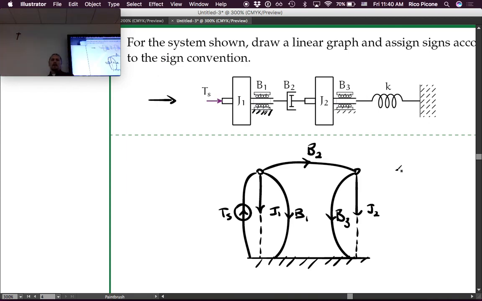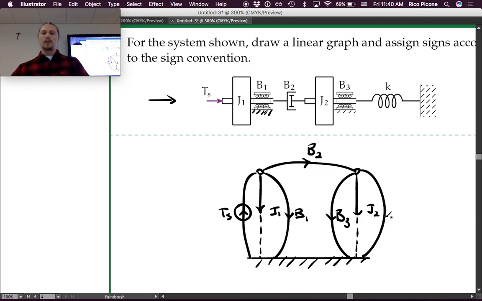Okay, so we have our last branch for our graph, and that is the spring, K. Which two nodes does it connect? B3 or J2 and ground. Yeah, J2 and ground, right? So K.